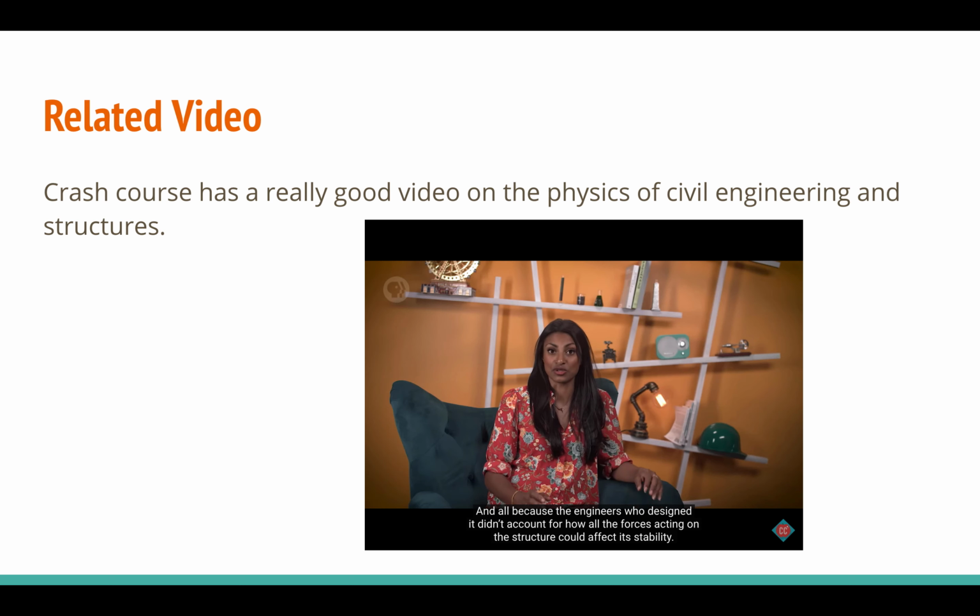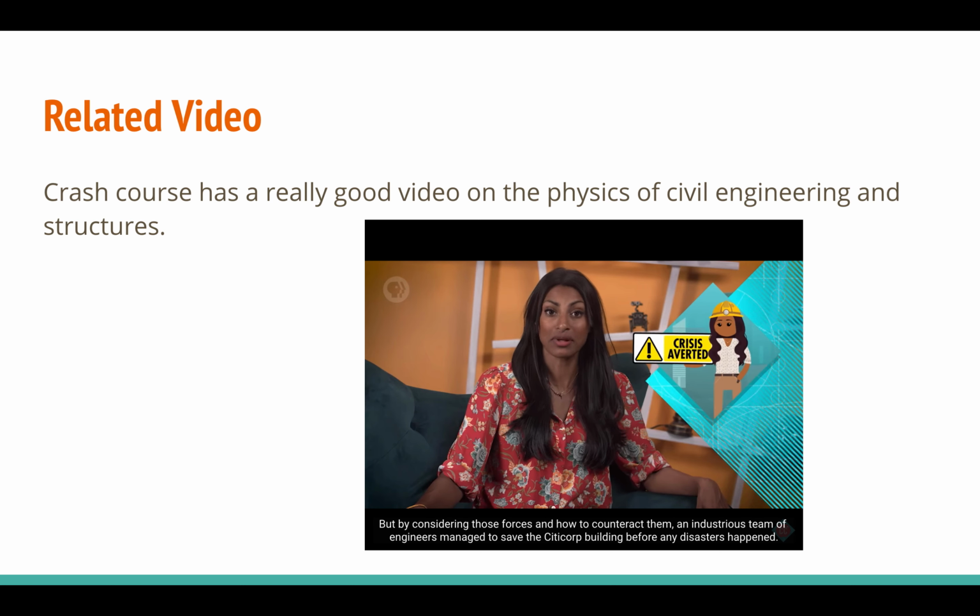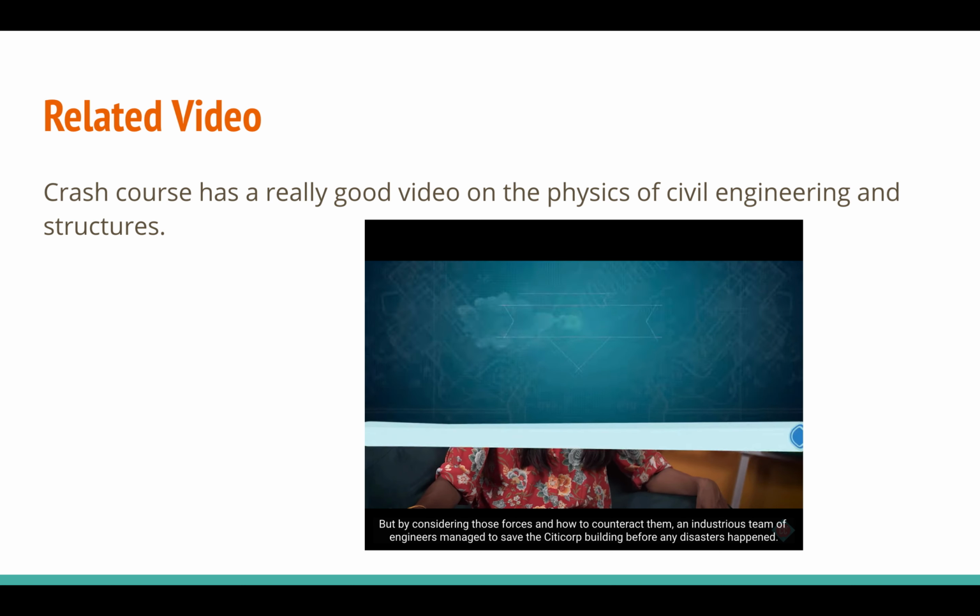And all because the engineers who designed it didn't account for how all the forces acting on the structure could affect its stability. But by considering those forces and how to counteract them, an industrious team of engineers managed to save the City Court building before any disasters happened.